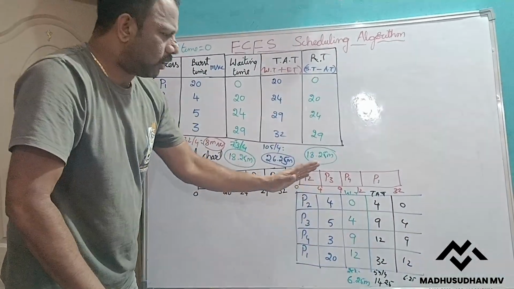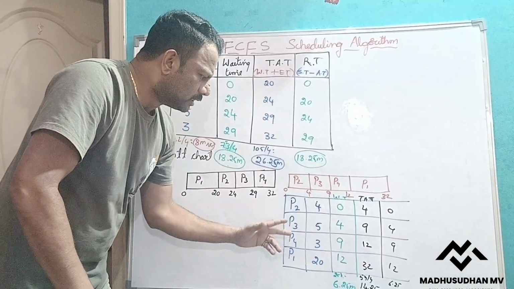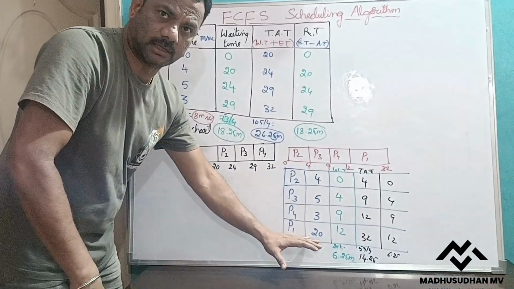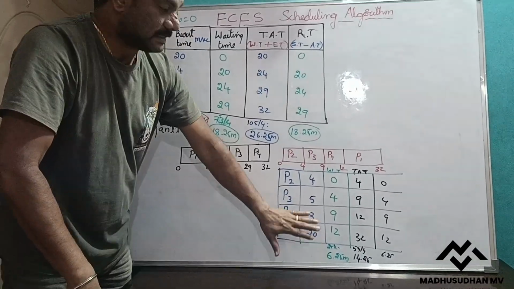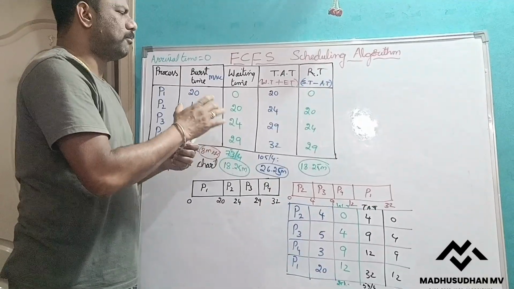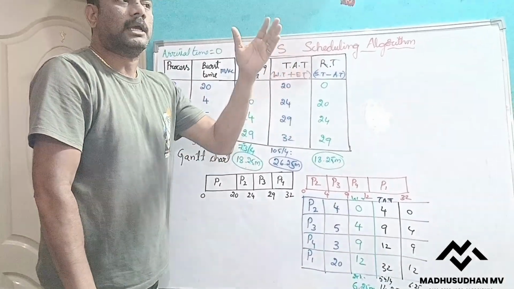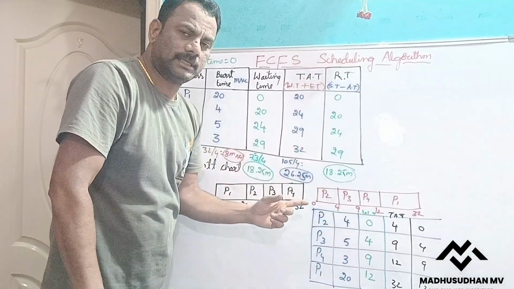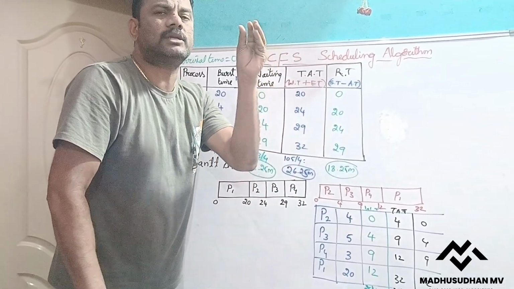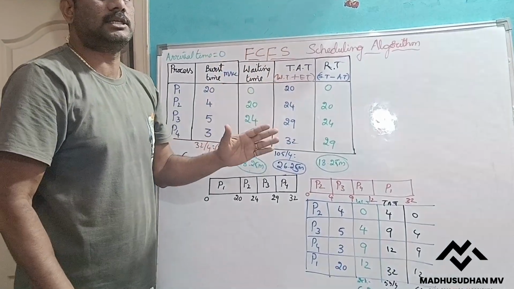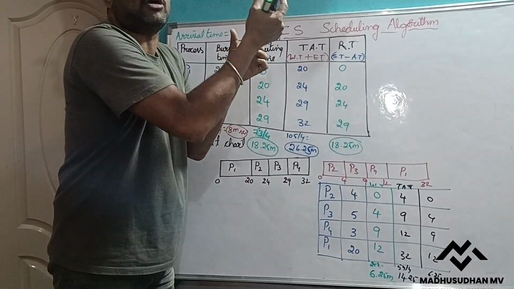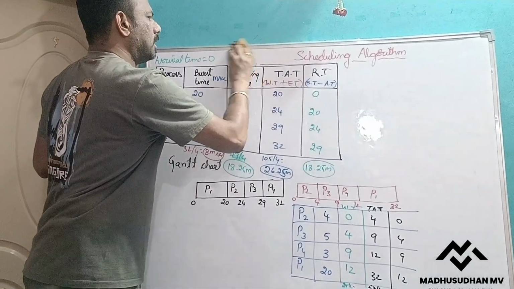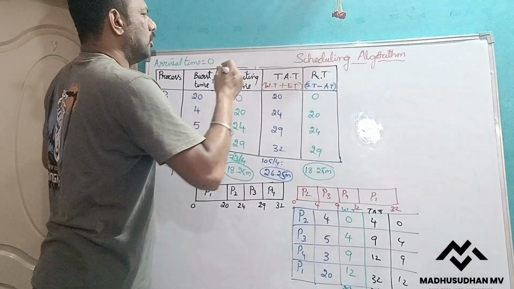But still we can reduce it. So what did I do here? I simply made the process which takes the most time go last. But still we can reduce. Instead of executing the processes in the order of their arrival, if we always execute first the process which takes the shortest time, then that type of process scheduling algorithm is called shortest job first scheduling.